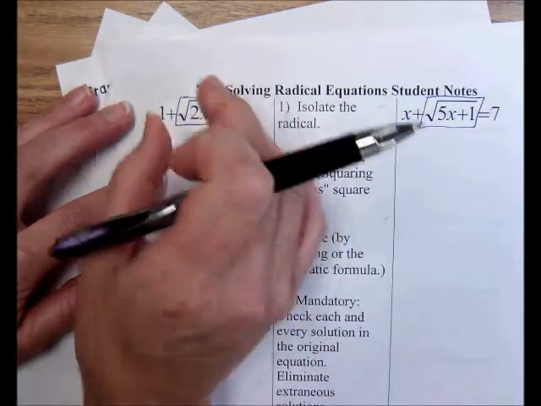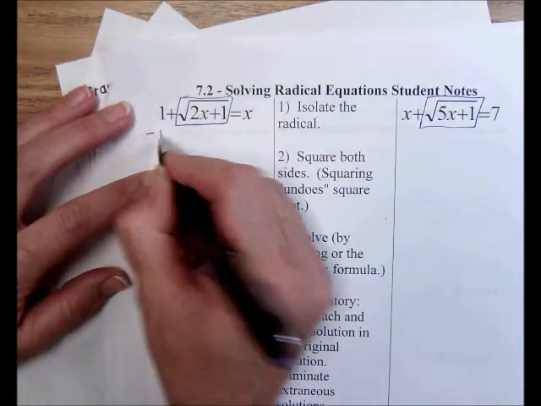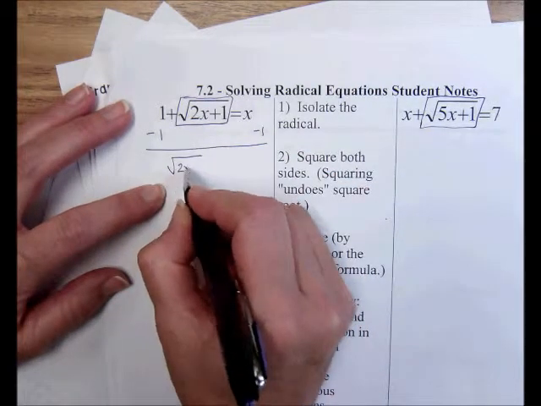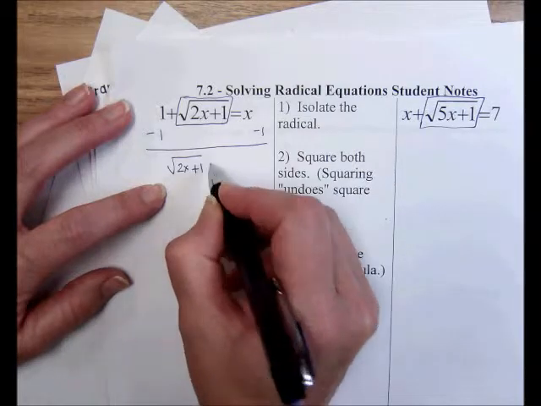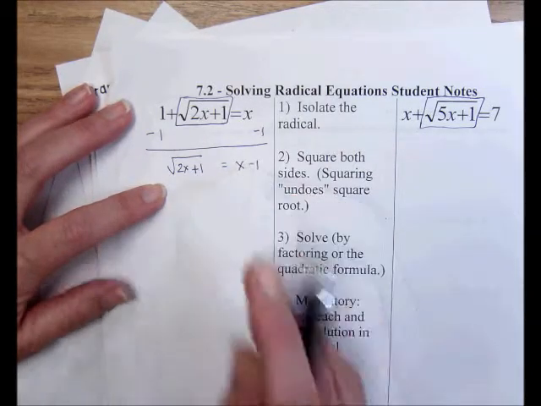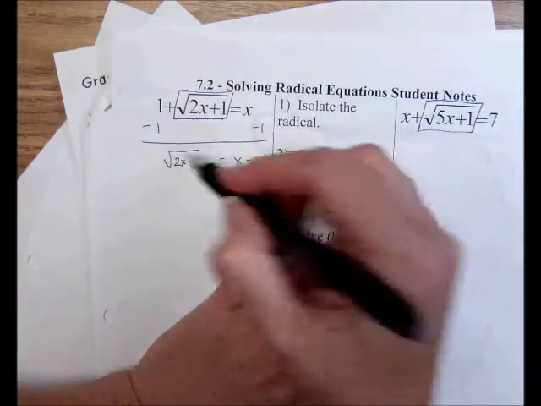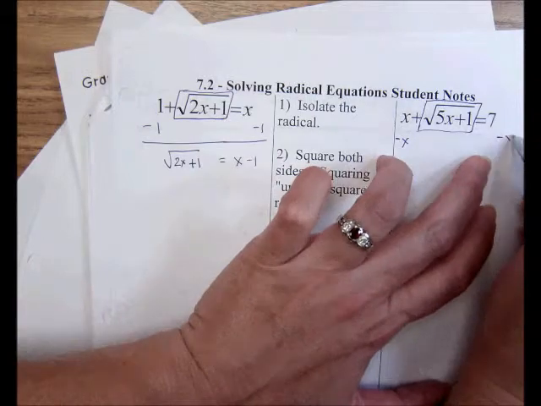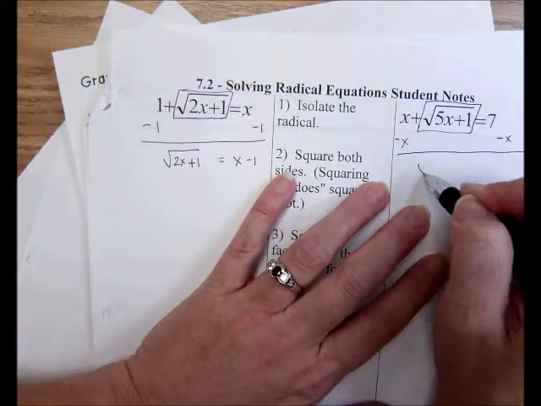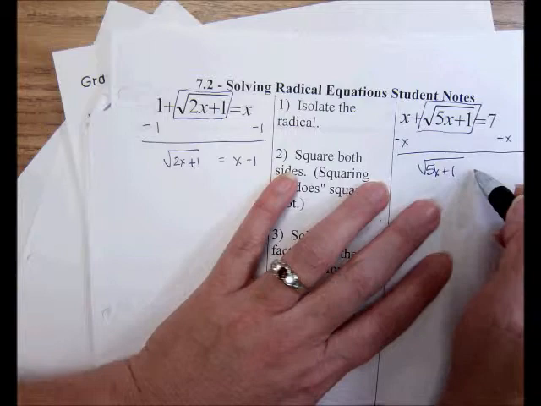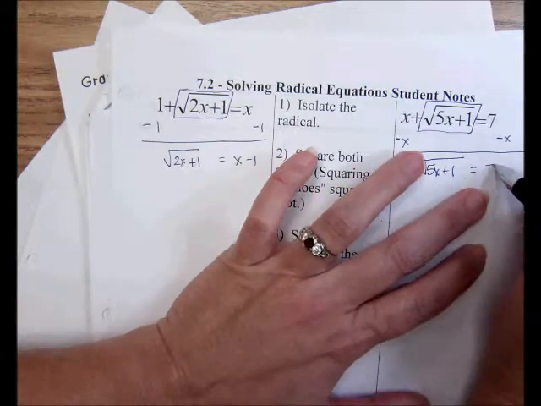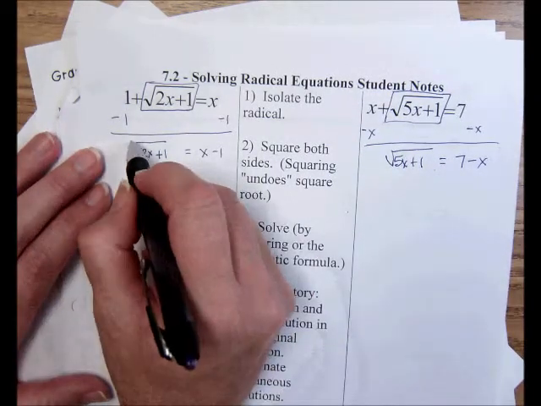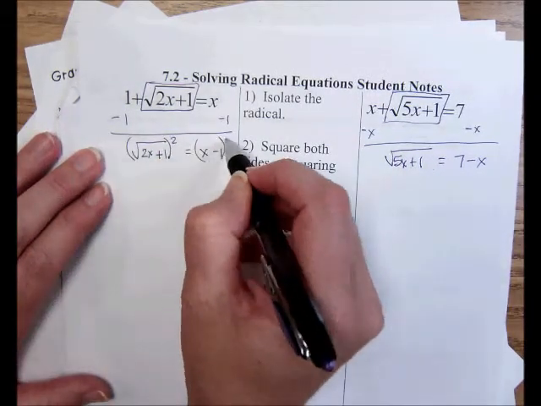So I have a plus 1 over here. To get rid of plus 1, I'm going to subtract 1. So I'm left with the square root of 2x plus 1 is equal to x minus 1. So that's the first step for the left side. Now the right side, I do the same thing, but in this case I'm going to subtract x from both sides. I'm left with 5x plus 1 on this side, and then 7 minus x on the other side.